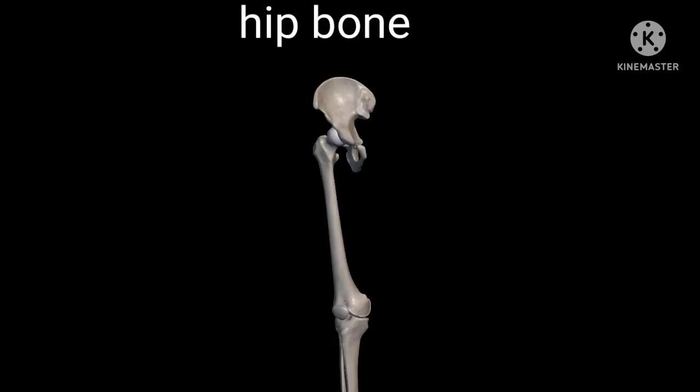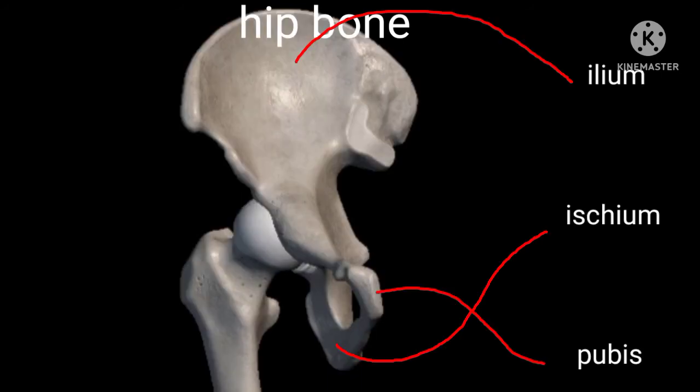Here is the hip bone, or the pelvis bone. 3 different bones join together to form this hip bone. They are the ilium, ischium and pubis. The ilium is the upper or superior part of the pelvis bone. The ischium is the lower back portion of the pelvis bone, on which our body rests when we are sitting. The pubis is the part of the pelvis bone medially.